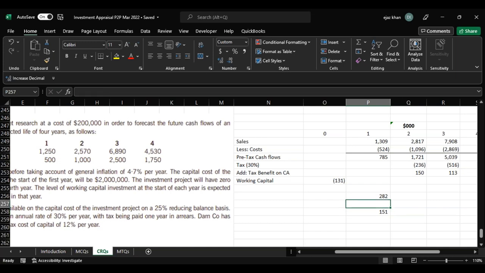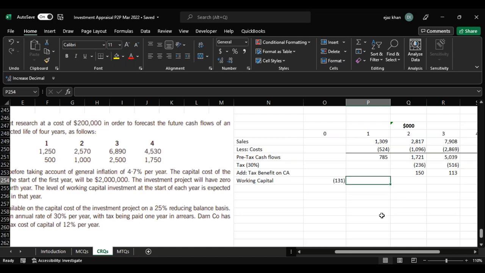So at the end of the first year, which will be the start of the second year, we have to invest a further 151,000. Right, that's the figure which should be shown here. But in this case, how are we going to calculate it? Again, I'll show you a shortcut for this particular question.